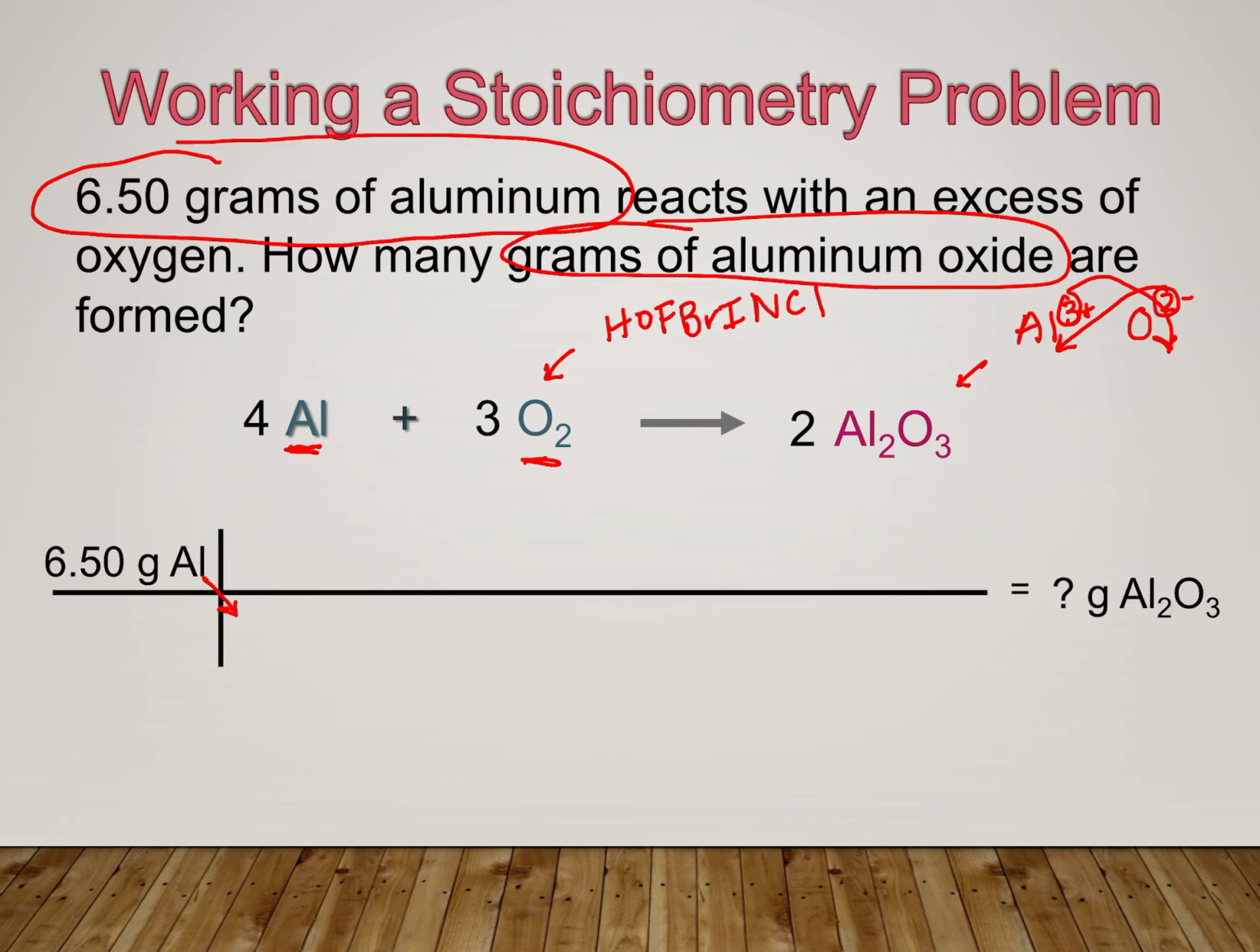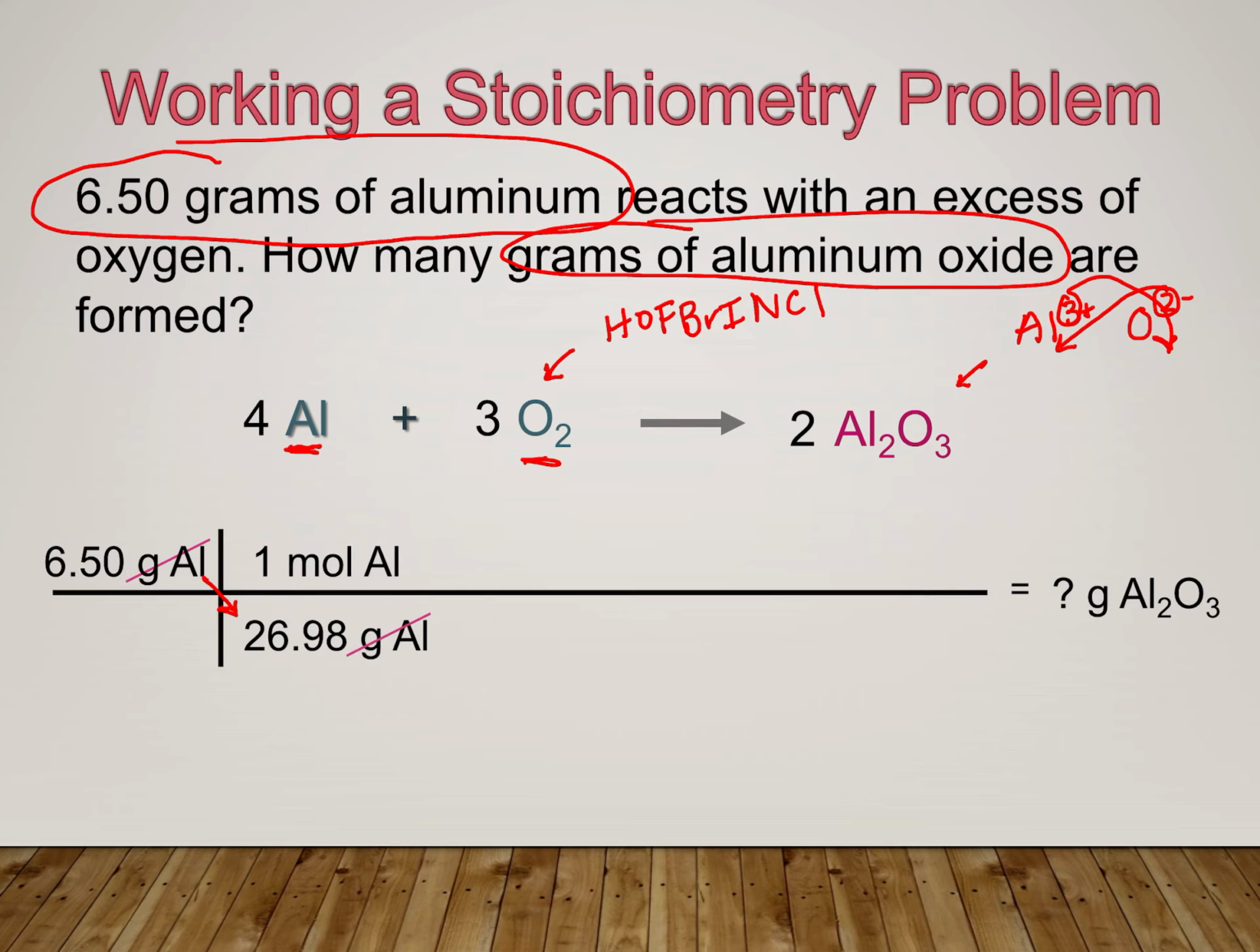So we will use the molar mass of aluminum from the periodic table to convert grams of aluminum into moles of aluminum. Make sure that we're always checking that our units are canceling. And so now we're left with moles of aluminum. Once you get to moles, now you can use the mole ratio to change from moles of one thing to moles of another.